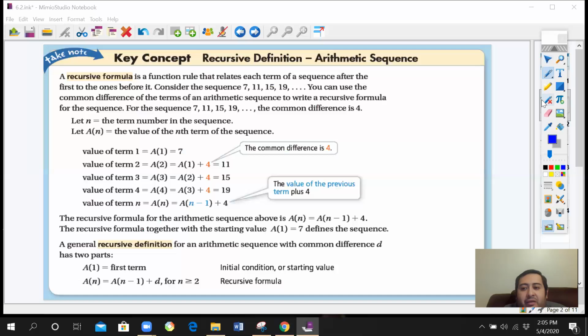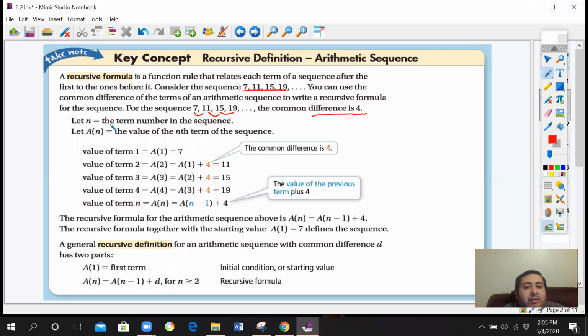Well, the main concept of this lesson, we have this. A recursive formula is a function rule that relates each term of a sequence to the ones before it. If we consider the sequence 7, 11, 15, and 19, you can use the common difference of the terms of an arithmetic sequence to write a recursive formula. For the sequence 7, 11, 15, and 19, the common difference is going to be 4, because from here to here, they're adding 4, and from here to here, they're adding 4.